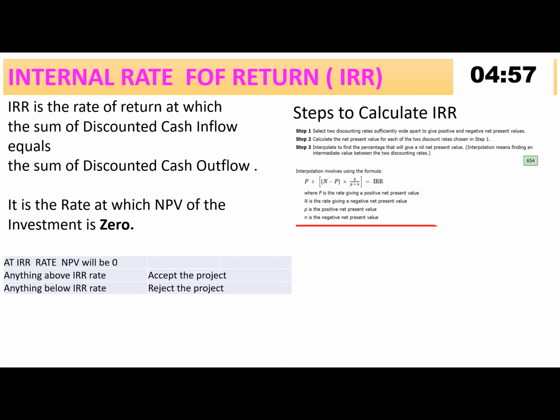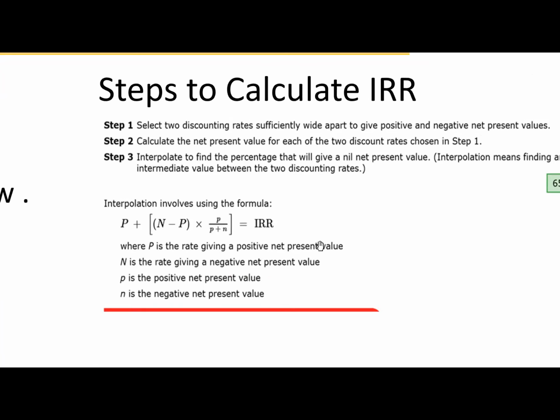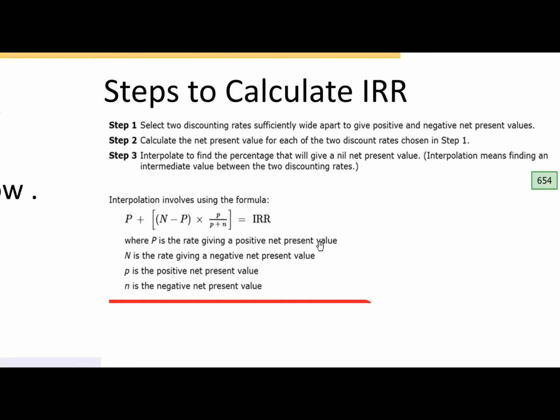Now, there are some steps that you use to calculate your IRR. What are the steps you use to calculate your IRR? Step one is that you will select two discounting rates, any two discounting rates, which are very far away from each other. One discounting factor should give you a positive NPV and one discounting factor should give you a negative NPV. So you will select two rates.